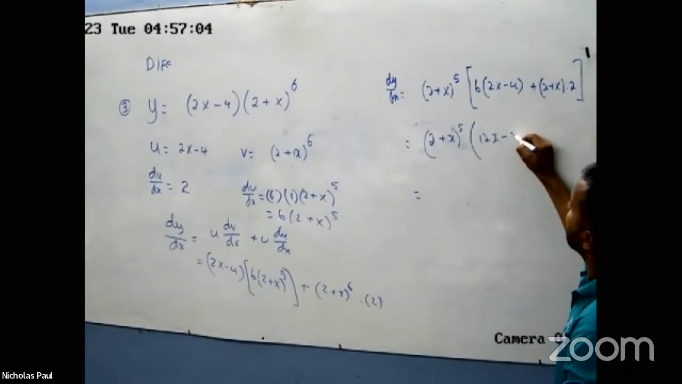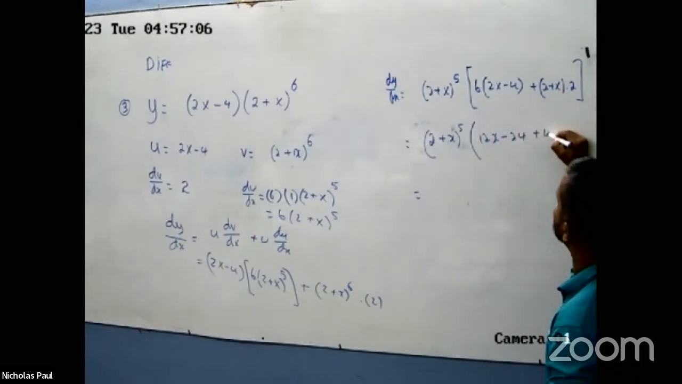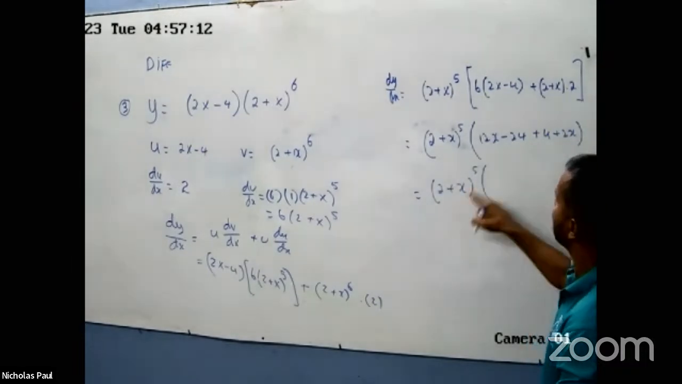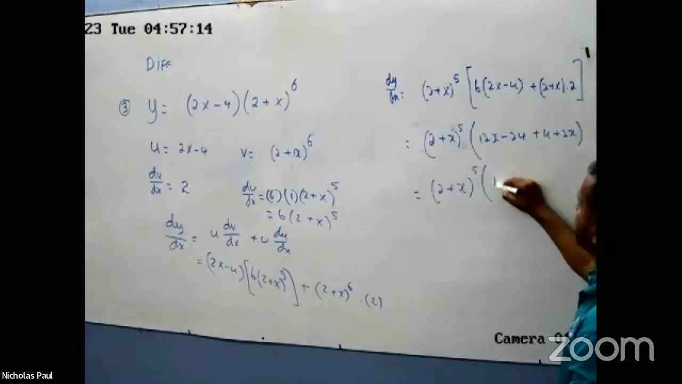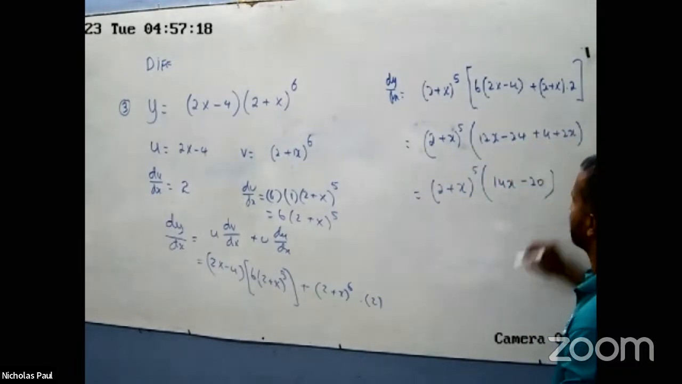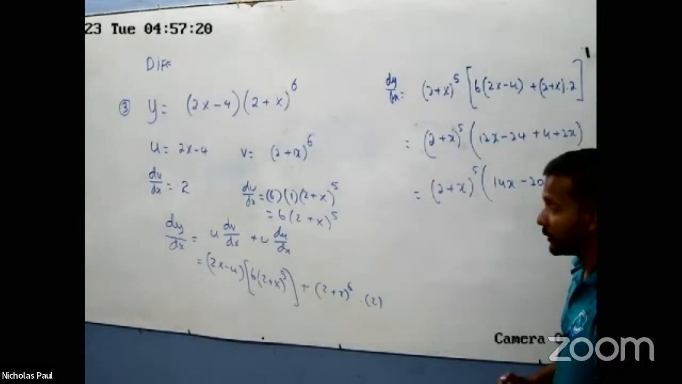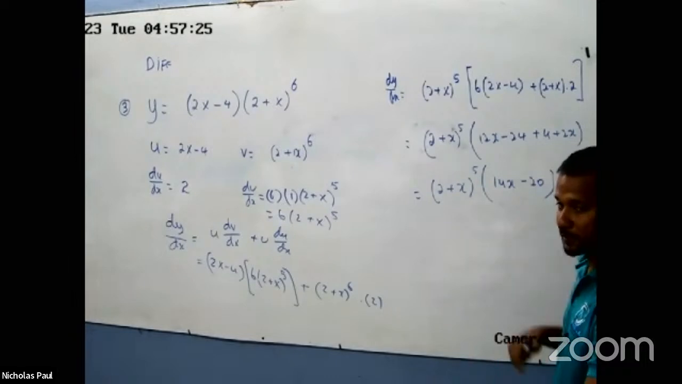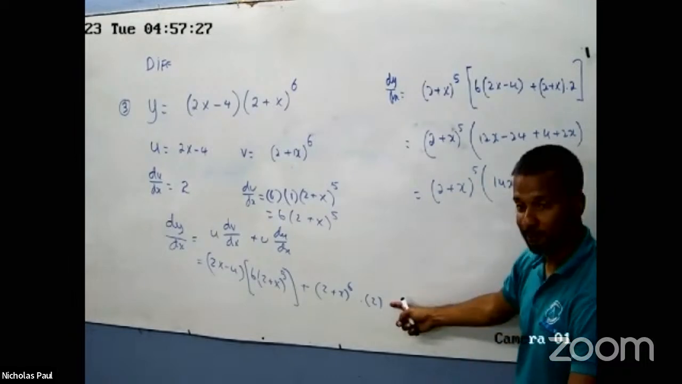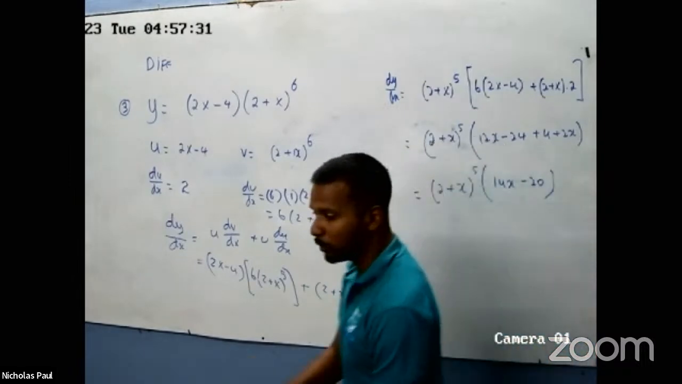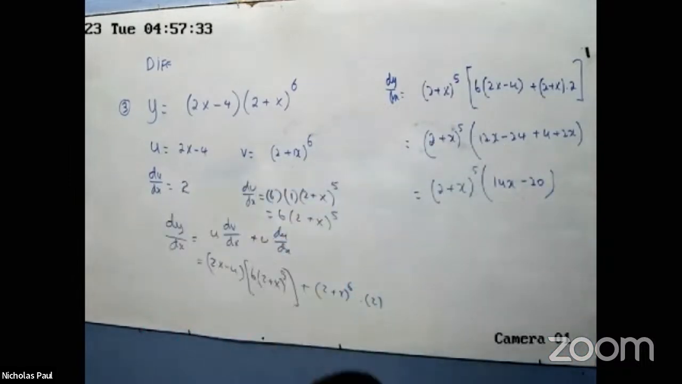You'll get 12x minus 24 plus 4 plus 2x. So this is 2 plus x to the power of 5, 14x minus 12x plus 2, minus 24 plus 4. Anybody got all the way? Got some more hands. Good. But you all got till here. You get the whole thing? Very good. All right. Very good.